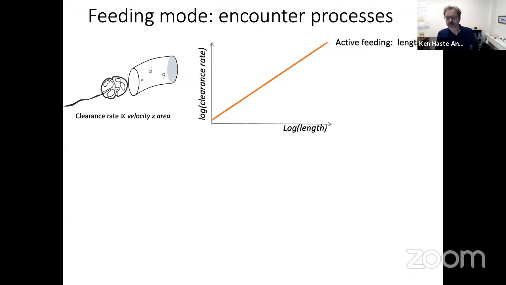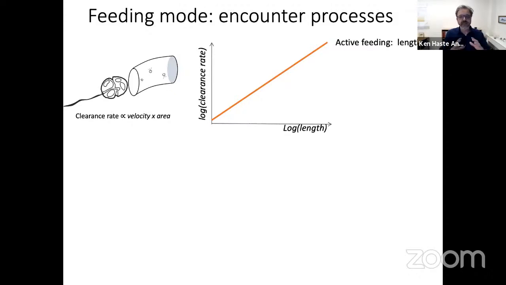And what I'm going to look at now is, back to single cells. I want to look at how they acquire resources and how different size cells acquire resources. And they can do that in three ways. The first way is to be an active feeder. So the cell can swim around or make a feeding current and grab resources this way.